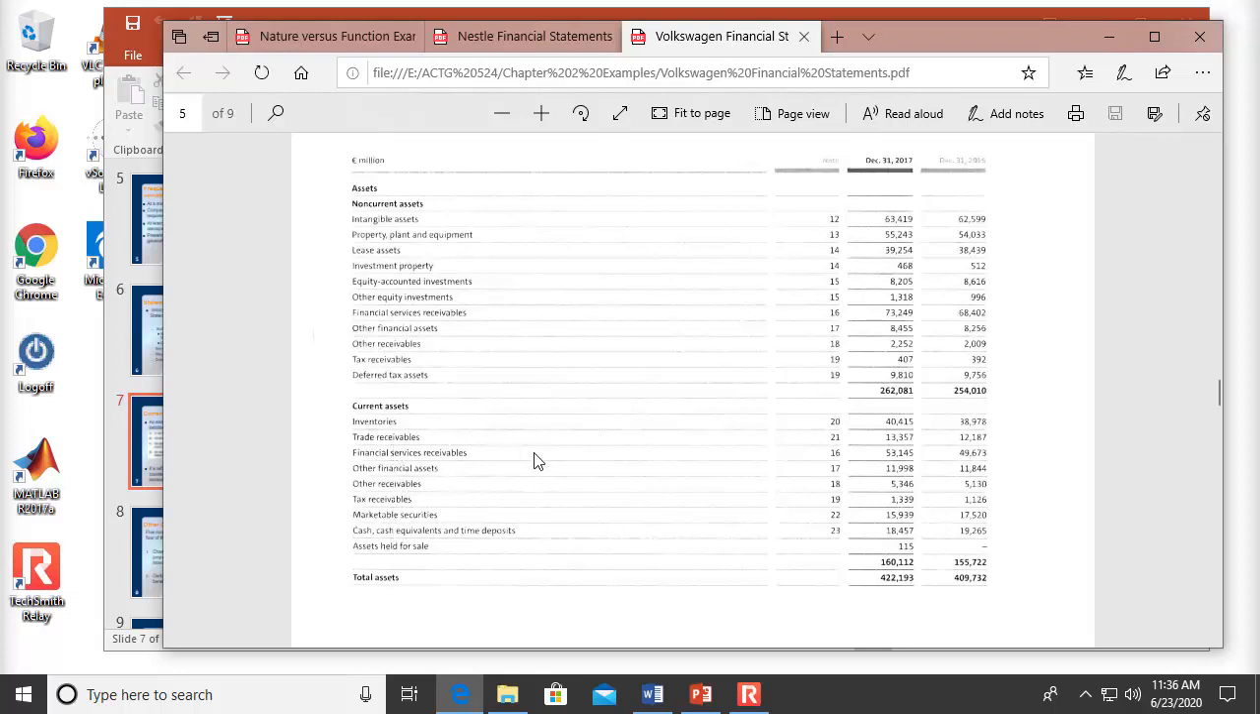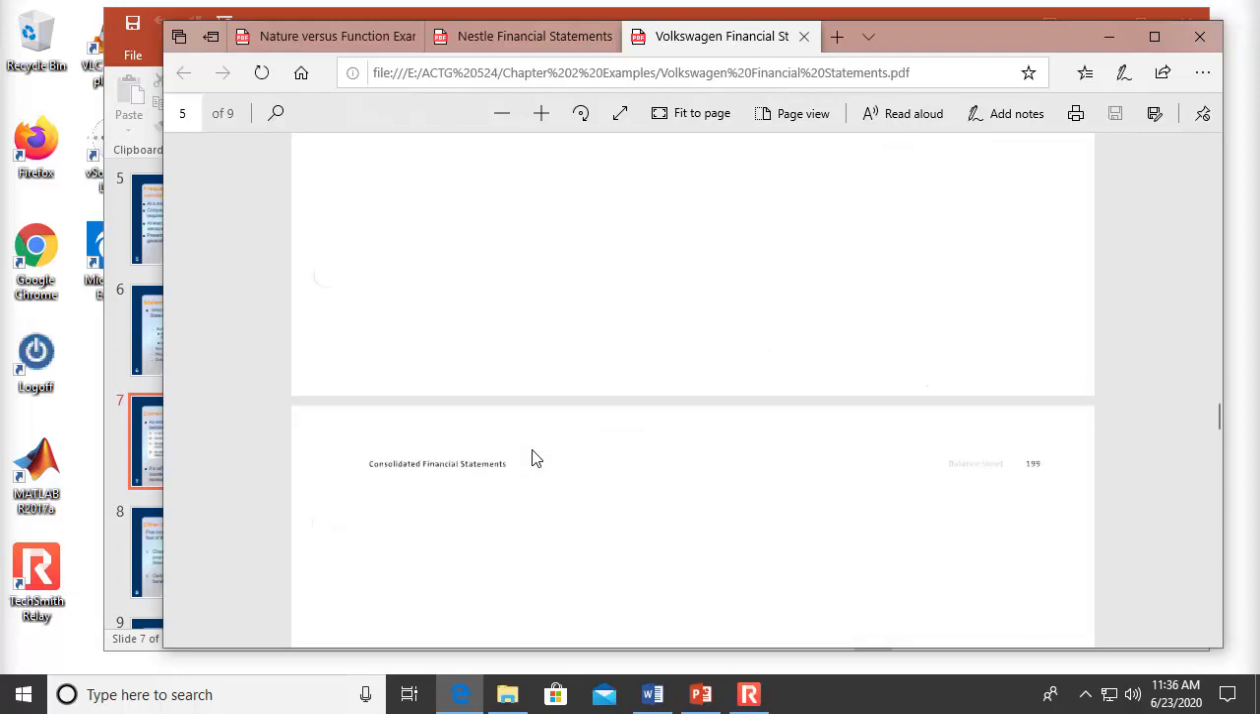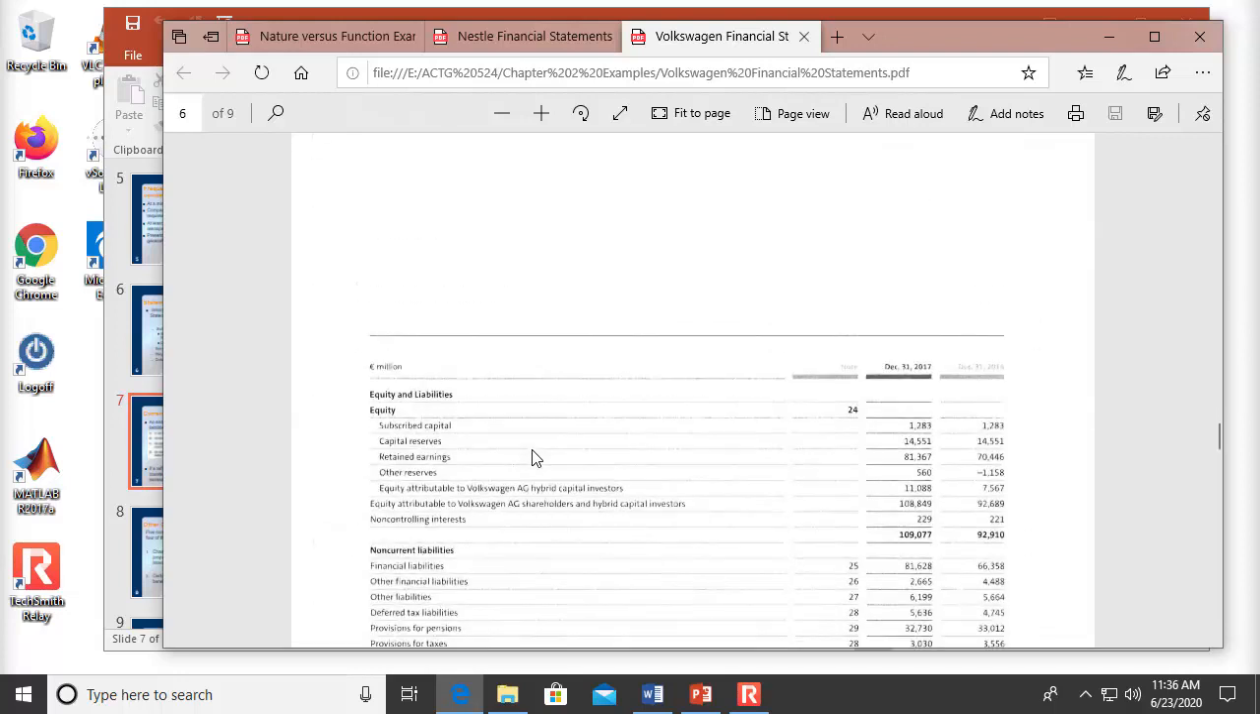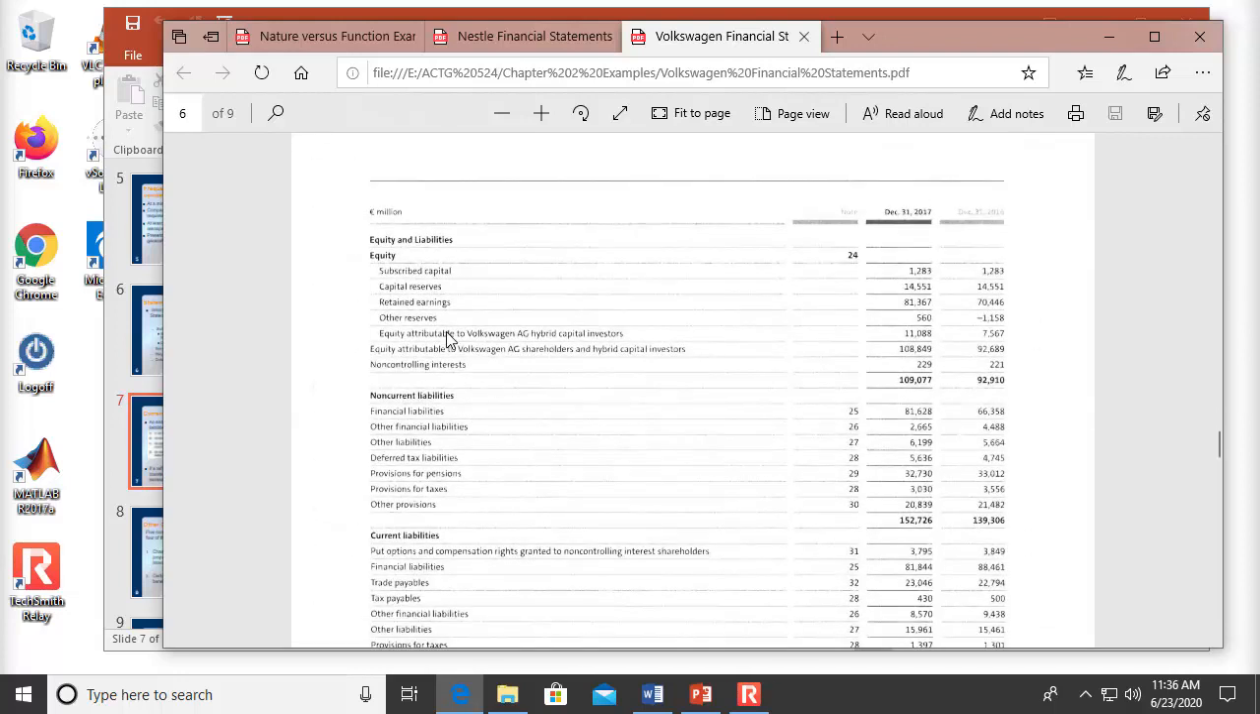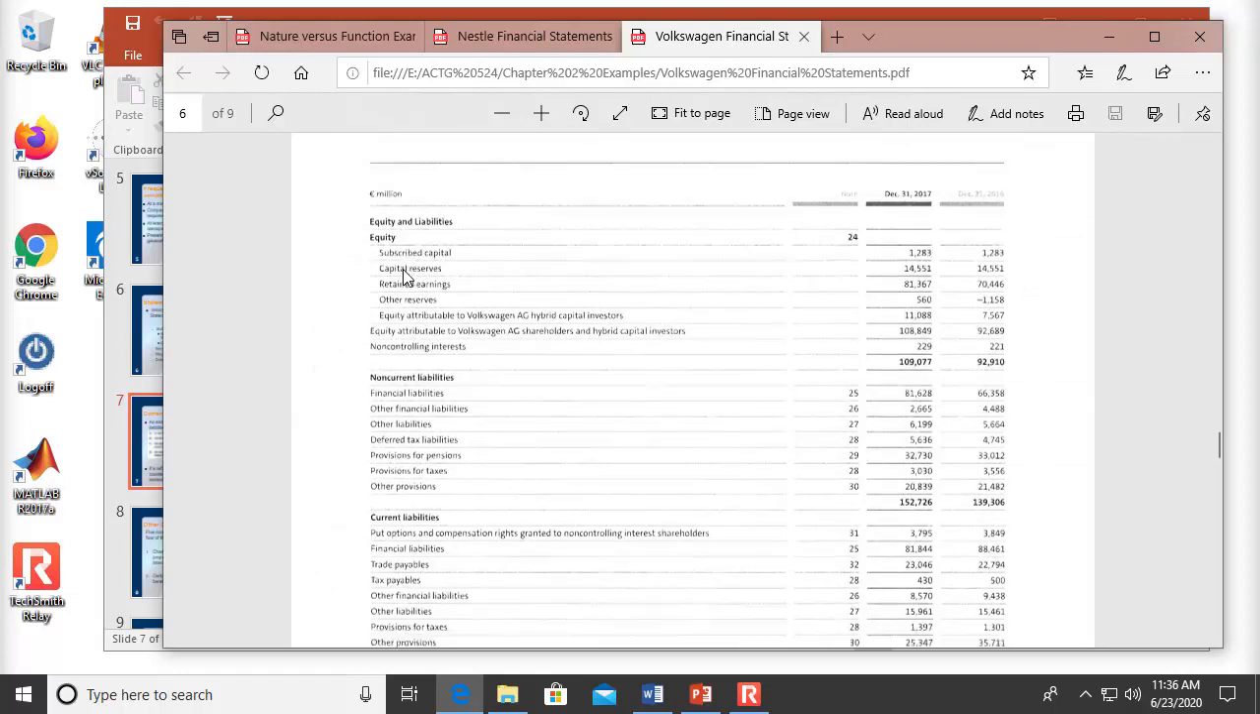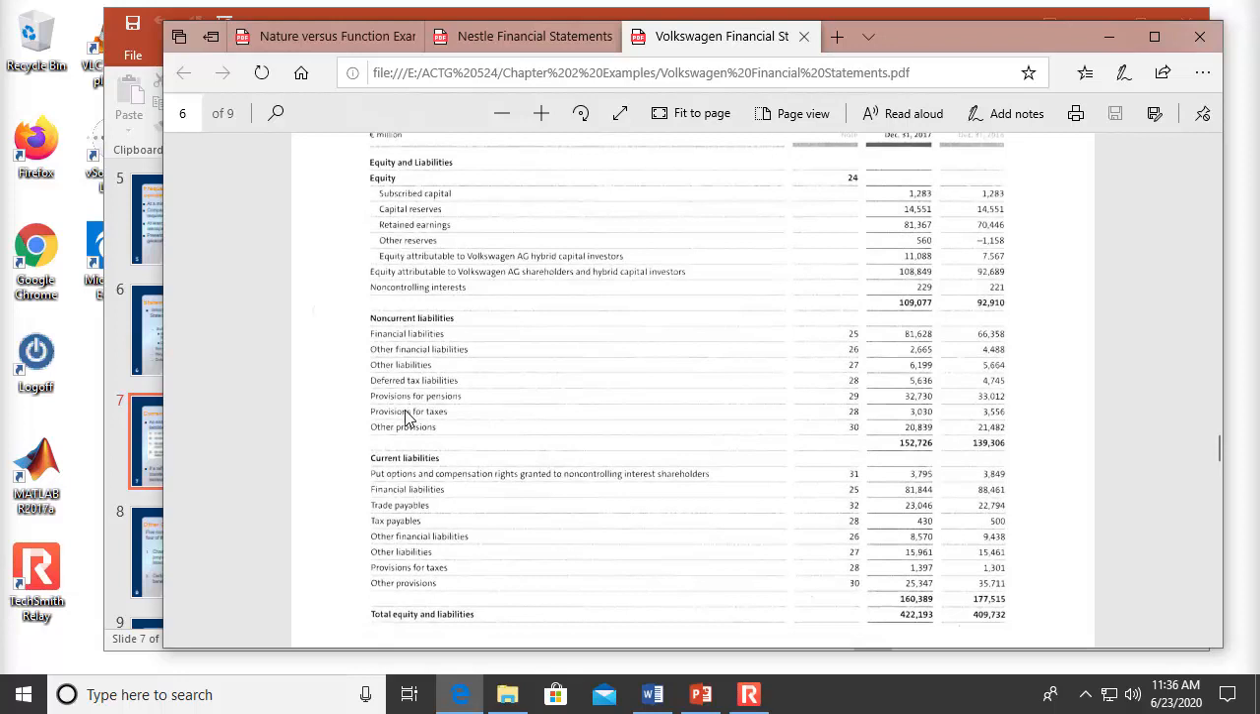That's traditionally how European companies have prepared their financial statements, but you can see that Nestle doesn't follow that. They've gone to the U.S. tradition. As far as the equity and liabilities are concerned, notice that equity is listed first. Once again, this is the European tradition. And we have non-current liabilities first and then current liabilities. So I thought it was interesting to see examples of both.